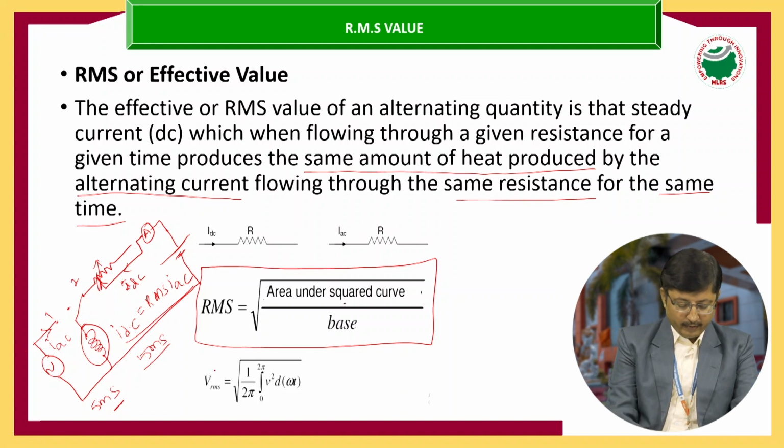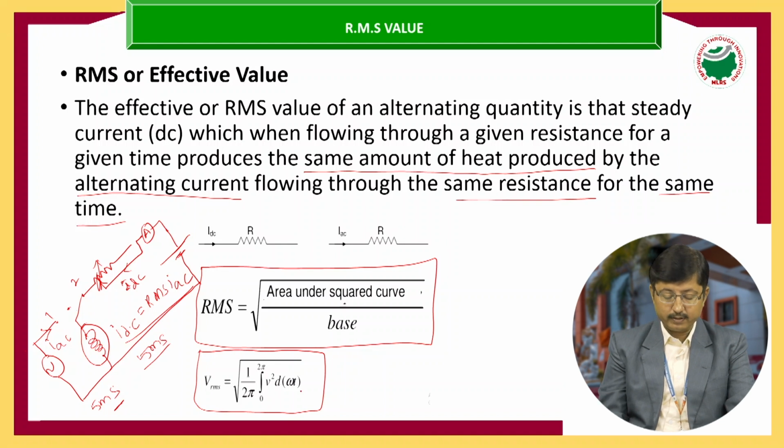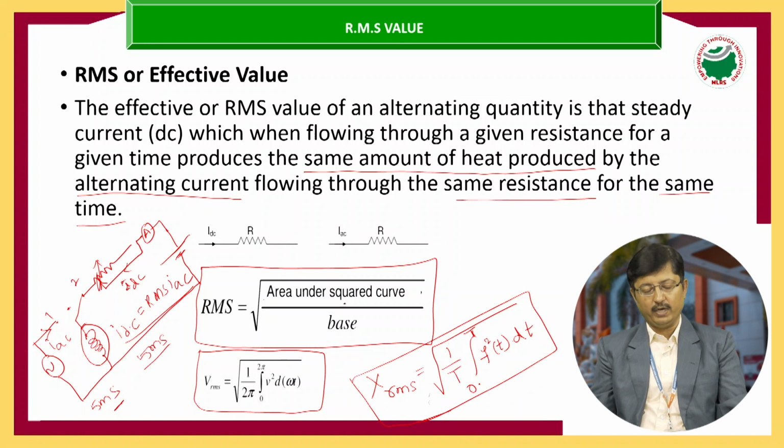The general expression for Vrms, that is the RMS value of the voltage, is the square root of 1 by 2 pi over a complete cycle, integral 0 to 2 pi of f squared d theta. In general I can write this expression as XRMS equals square root of 1 by T integral 0 to T of f of t squared dt. So this is the general expression for calculating the RMS value of any quantity.